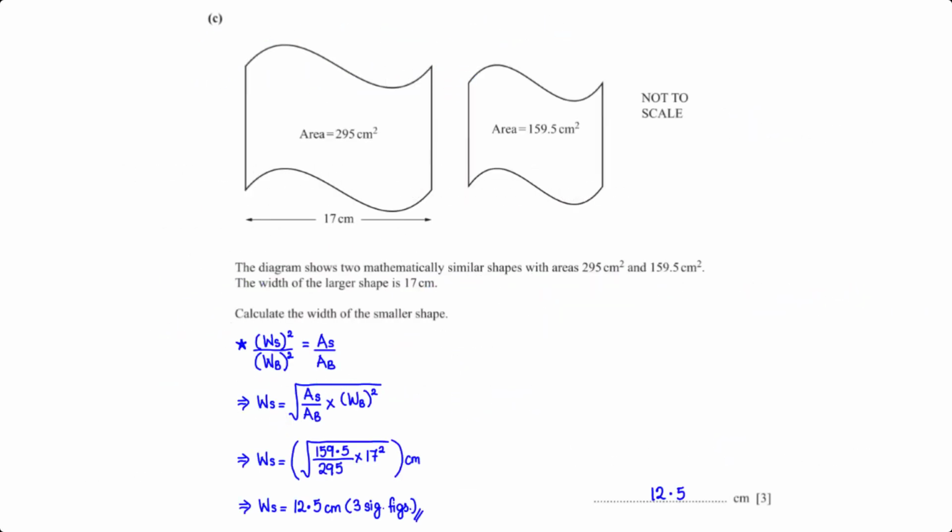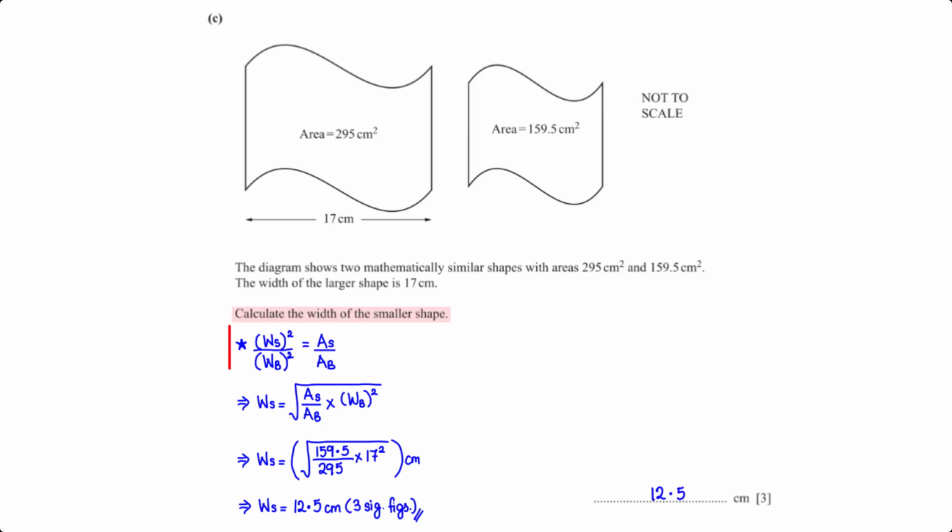The diagram shows two mathematically similar shapes with areas 295 cm squared and 159.5 cm squared. The width of the larger shape is 17 centimeters. Calculate the width of the smaller shape.